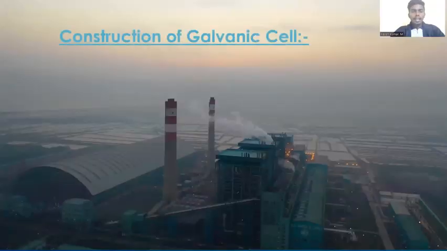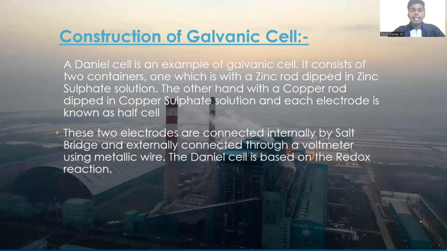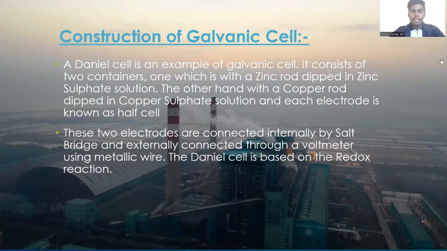Coming to the next slide, it's the construction of a galvanic cell. So what is a galvanic cell? We learned that in the previous slide. So now it's the construction of a galvanic cell. A Daniell cell is the best example of a galvanic cell.